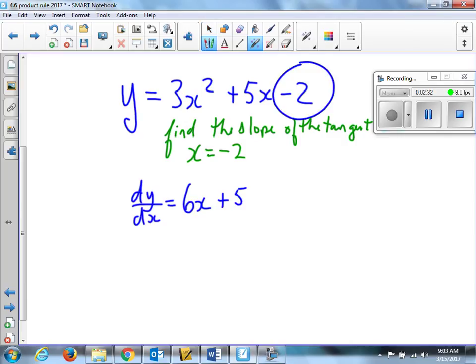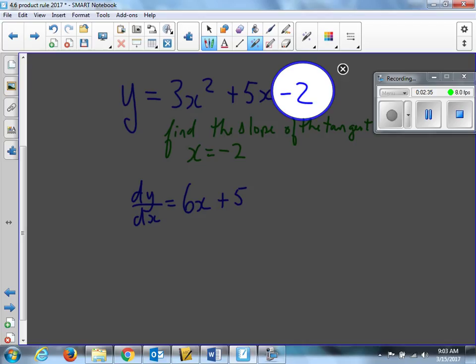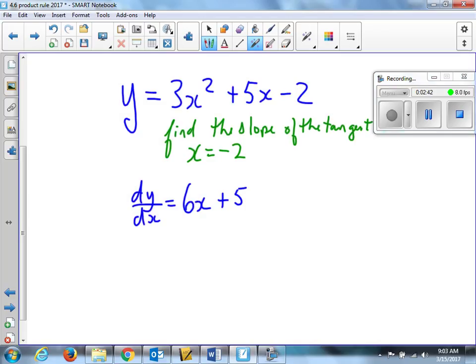Then, -2. What's the derivative of any constant? 0. There's no x attached to it. If you want to think of it as x to the 0, 0 times -2 kind of works, but theoretically we shouldn't even think of that. It's a constant. If I graphed y equals -2, what is the slope of this horizontal line? 0. The slope of any constant is 0 everywhere. So that's why plus 0, I don't need to write that down.